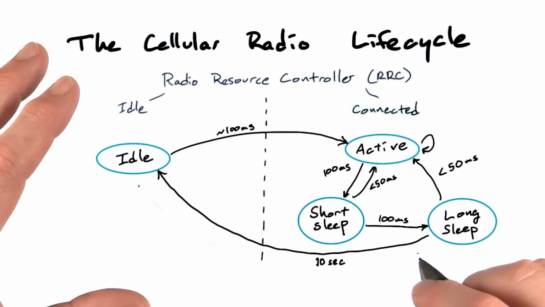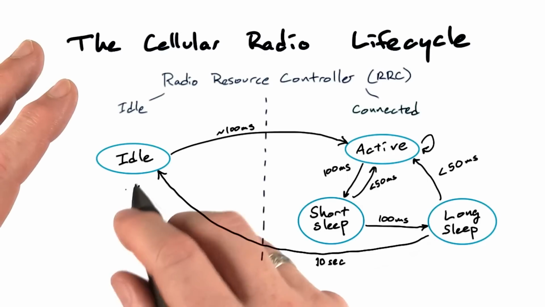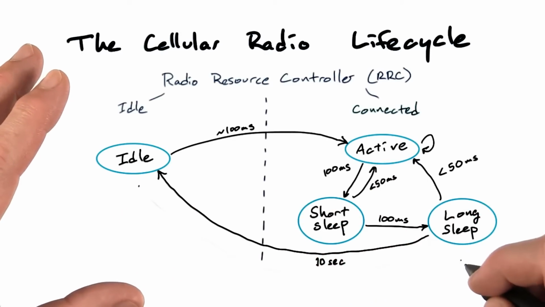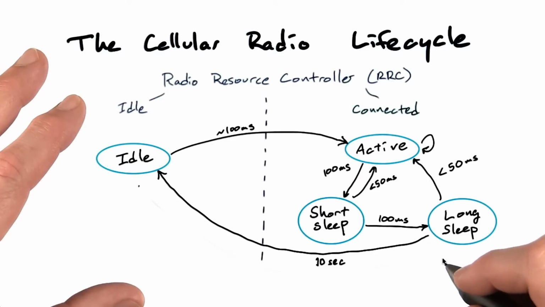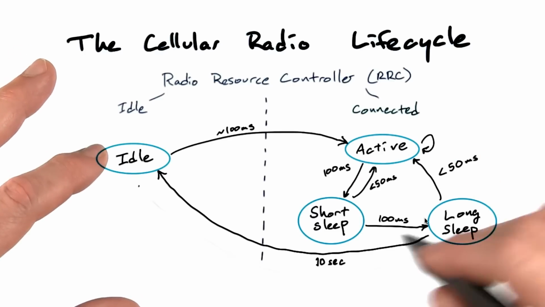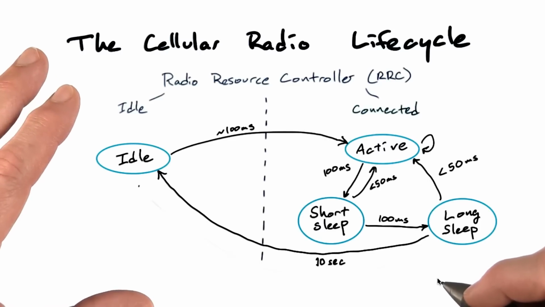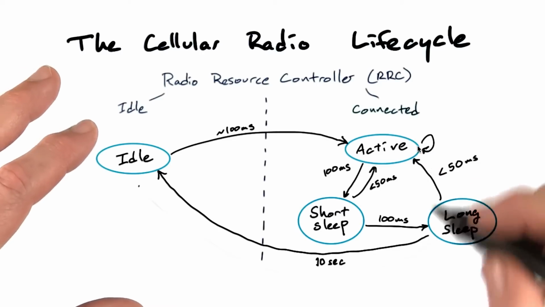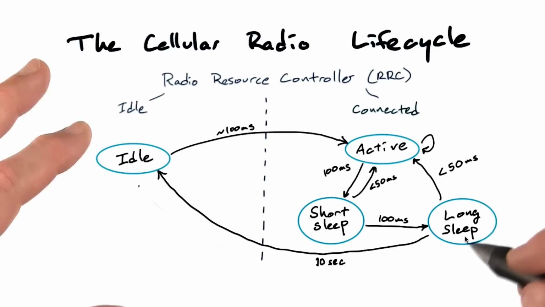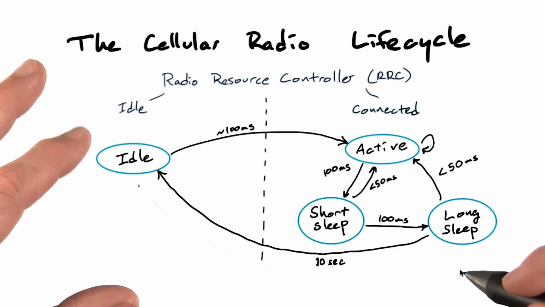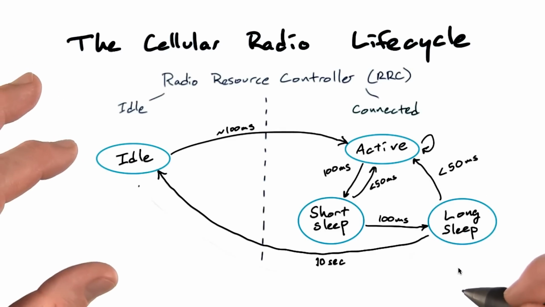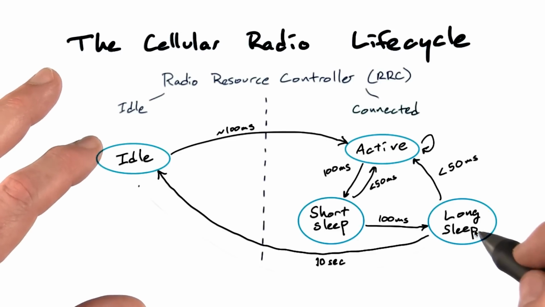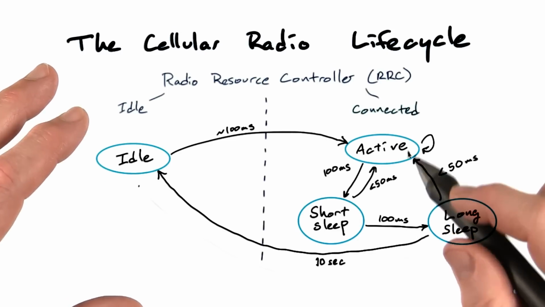But if we don't make any requests for about 10 seconds, we drop all the way back down to idle, which will, of course, take us longer to get back into active from. The critical part about this, of course, is that each one of these states has a different power consumption profile. Idle, of course, takes the least power. Active takes the most. Short sleep and long sleep both take in between, but certainly more than idle. So it's important for us to leave the connection idle as often as possible and try not to spend too much time cycling back and forth between sleep and active.